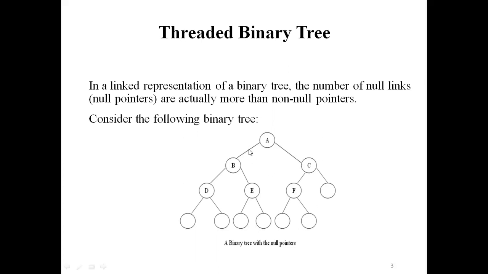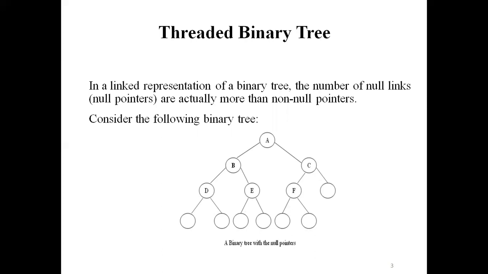If you count it, it is 1, 2, 3, 4 and 5. Total 5 useful links are here, and if you want to count the links which are not useful, the links which are holding null value, so that is 1, 2, 3, 4, 5, 6 and 7. So here it proves the statement that in the link representation of binary tree, the number of null links are more than non-null links.